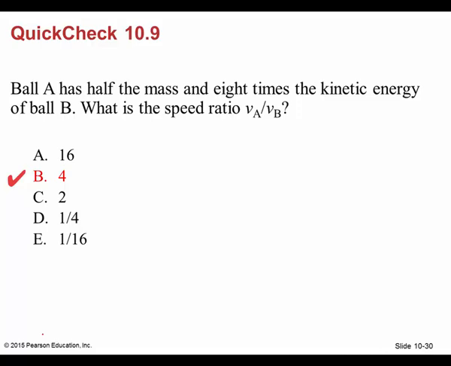All right, so ball A has what? What is the speed ratio of VA to VB? Well, then you say, well, now how can that be? Well, you got to realize something, that you're dealing with a square root there. Okay, squared. Okay, all right, square root.